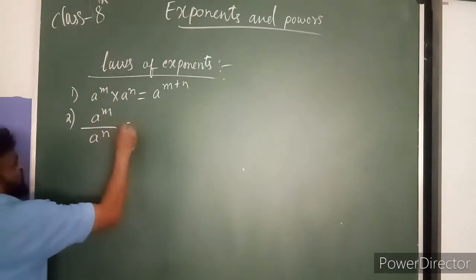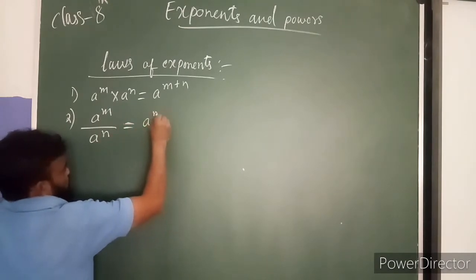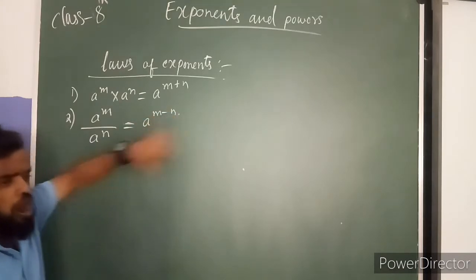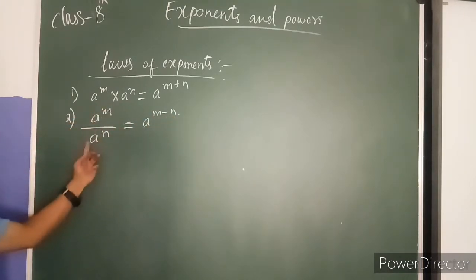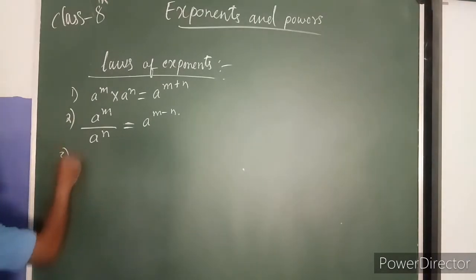Second one: a to the power of m divided by a to the power of n. Division is there. In multiplication, we add; in division, we subtract. Listen: a to the power of m divided by a to the power of n is equal to a to the power of m minus n. Right?